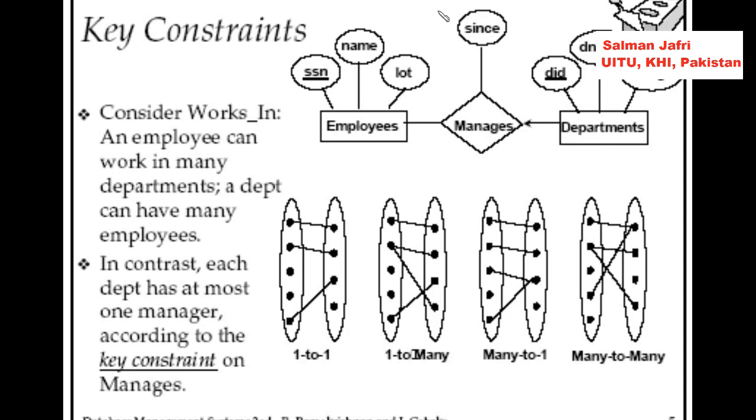But in manages, we'll have the SSN, which would now be a foreign key in manages. Similarly, DID would be there in manages, and DID would be a foreign key in manages. And for that matter, we can say the combination of SSN and DID would be a primary key in manages. Combination of SSN and DID. So these are some points.